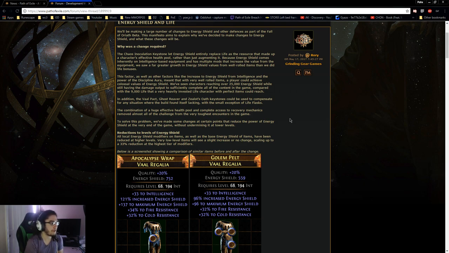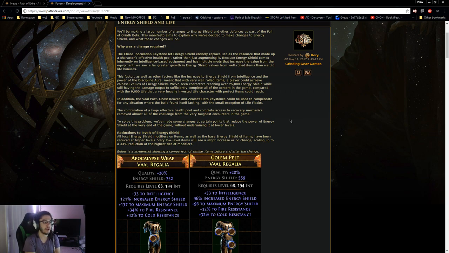This factor, as well as other factors like the increase to Energy Shield from Intelligence and the power of the Discipline Aura, meant that with very well-rolled items, a player could achieve colossal values of Energy Shield. We've seen characters reaching over 25k ES while still having the damage output to sufficiently complete all the content in the game, compared with the 9,000 life that a very heavily invested life character with perfect items could reach. Now that's not 100% true. Explosive Era builds could hit like 11 to 12k. So could certain builds that are basically themed around fire. But either way, it's still not even half the amount of what ES does achieve.